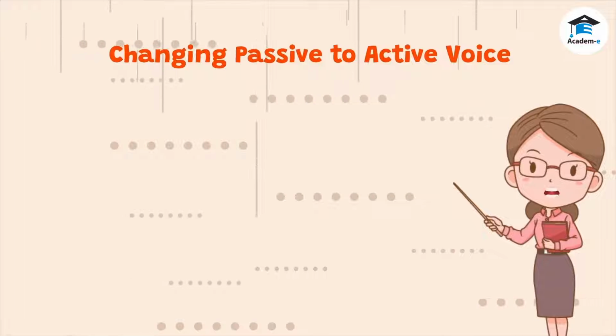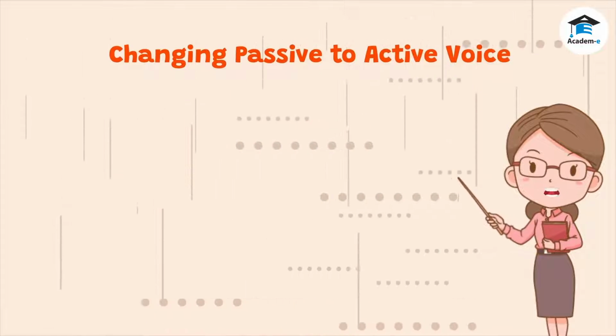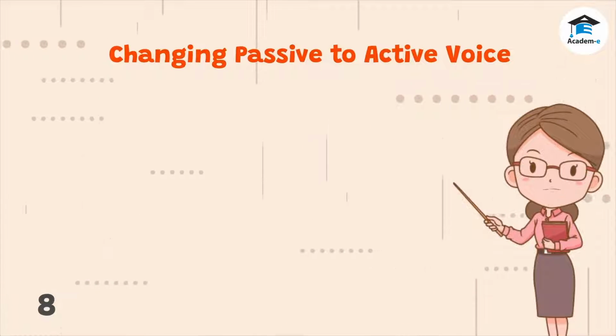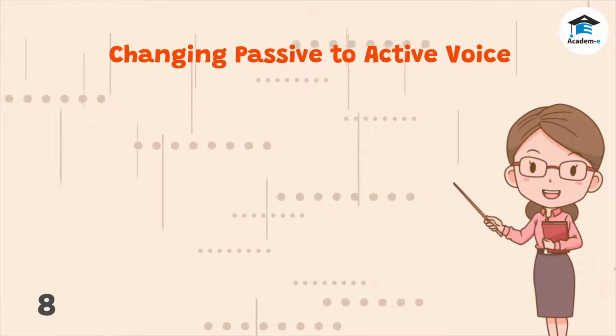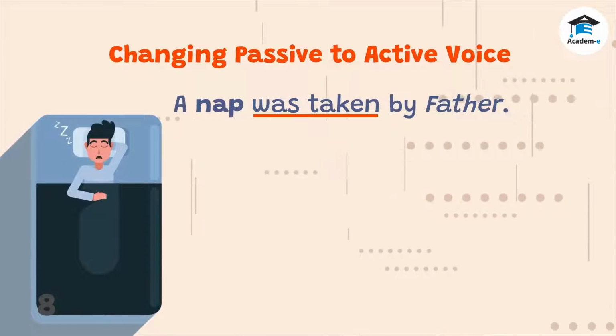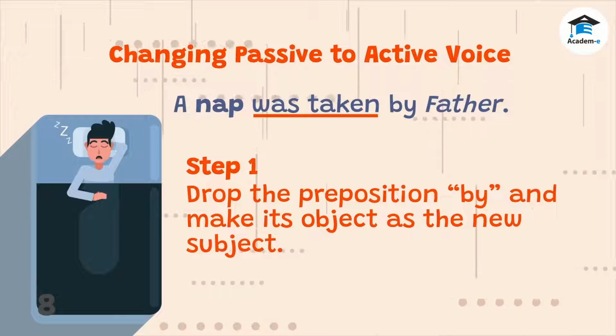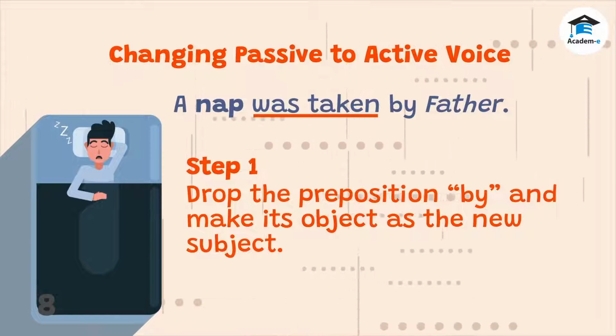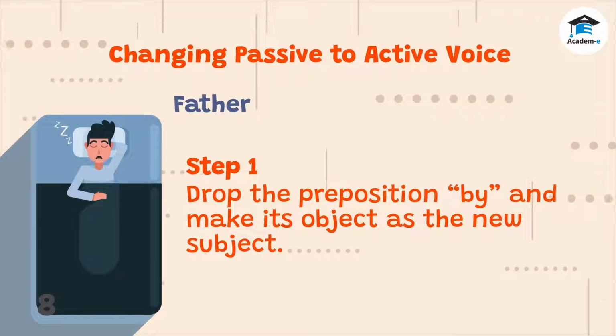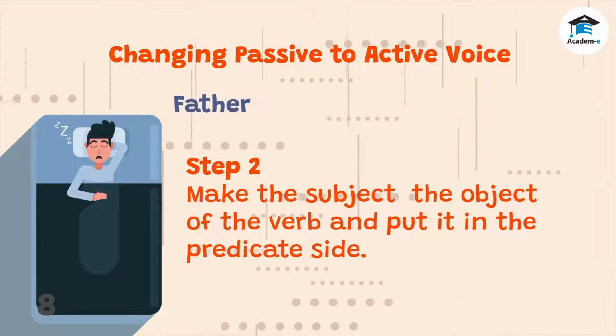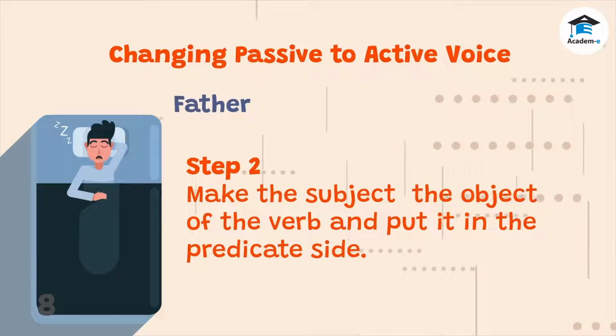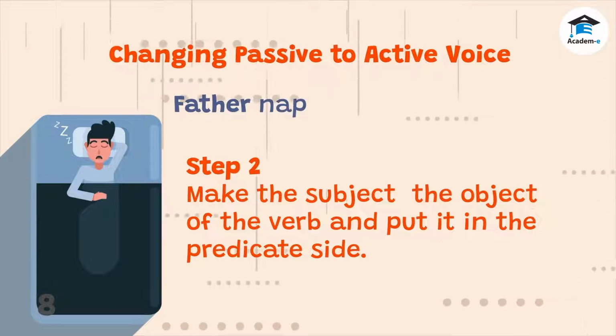Let us now learn how to change from passive to active voice. Take a look at the example of a verb in the passive voice below. A nap was taken by father. The first step is to drop the preposition by and make its object, which is father, the new subject. Next, make the original subject of the sentence, which is nap, the object of the verb.